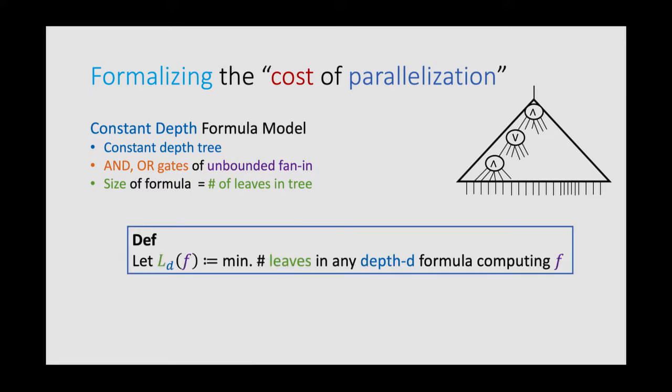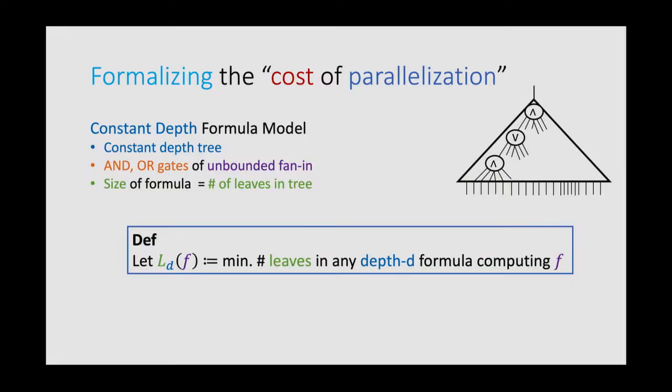And the quantity I'm going to be interested in is going to be L sub d of f, which is going to be the minimum number of leaves in any depth d formula computing f. So that's just some notation. We have this model, constant depth formulas. You might wonder why this specific model. It's what I can prove lower bounds against, and it's a very natural model.